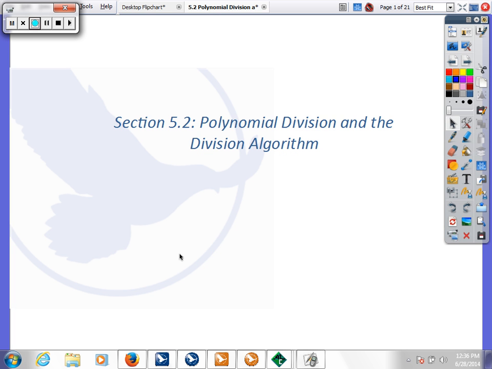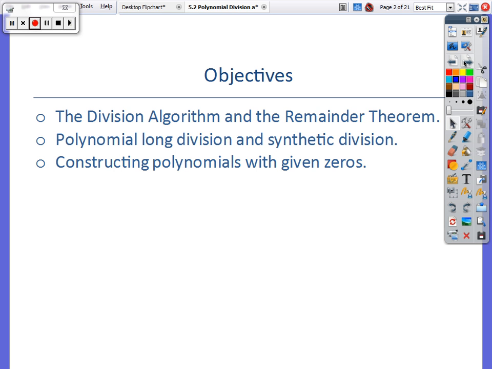All right, we're getting ready to take a look at 5-2 polynomial division and the division algorithm. What we have is really three objectives here: the division algorithm and the remainder theorem. The remainder theorem is pretty cool, so we'll take some time to look at that. Then polynomial long division and synthetic division. We'll look at the differences of the two.